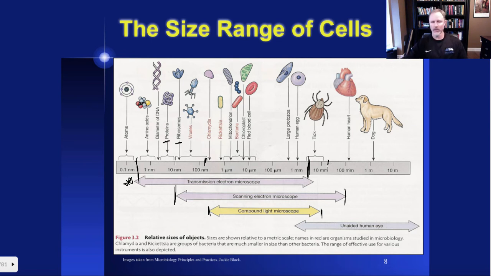And then the unaided human eye, really you're able to see things that are very, very large cells, for instance, like the human egg that would be released during ovulation. That's about the size of the period at the end of a sentence in your textbook, for instance. So you can see that with the unaided eye, obviously all the way up into large objects. So that's kind of the size range of cells.